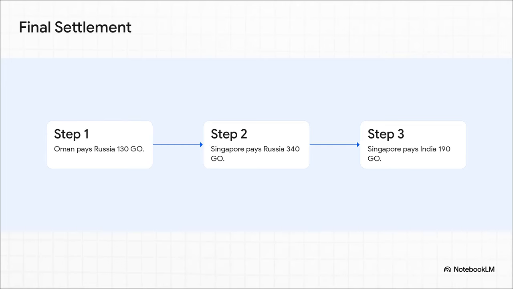The answer is just 3. And this, right here, is the power of what they call multilateral netting. The central bank issues 3 dead simple instructions. Oman, you pay your debt to Russia. Singapore, you pay the rest of what Russia is owed, and then you pay India what you owe them. Boom, done. The entire system is settled.